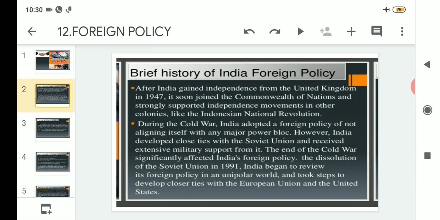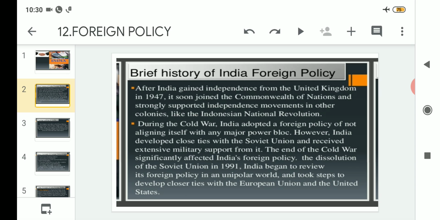After that, during the Cold War, India adopted a foreign policy of not aligning itself to any major power bloc. However, India developed close ties with the Soviet Union and received extensive military support from it. The end of the Cold War significantly affected India's foreign policy. With the dissolution of the Soviet Union in 1991, India began to review its foreign policy in a unipolar world and took steps to develop closer ties with the European Union and the United States.